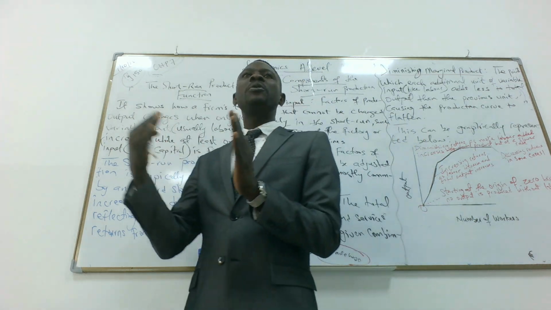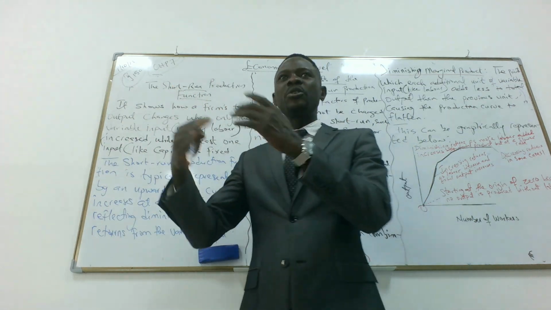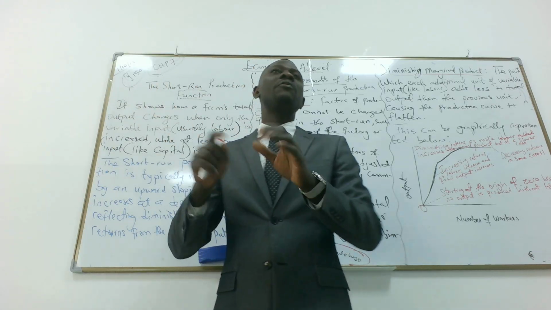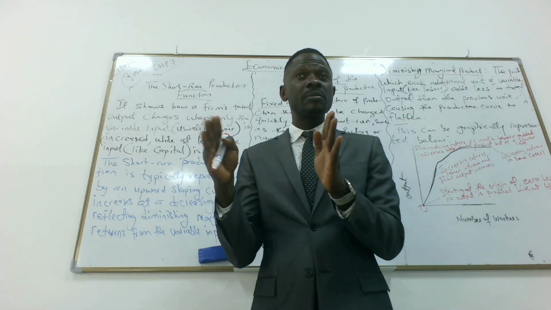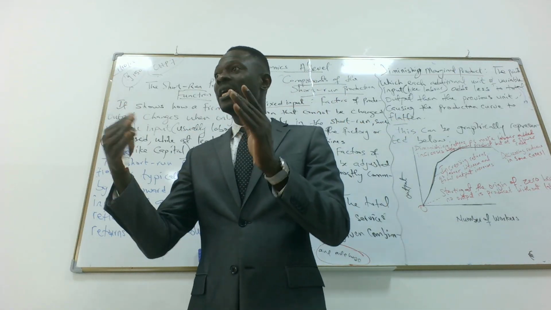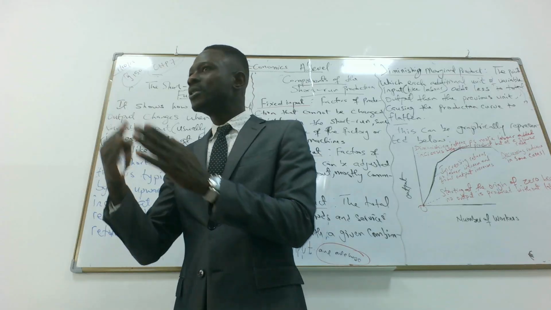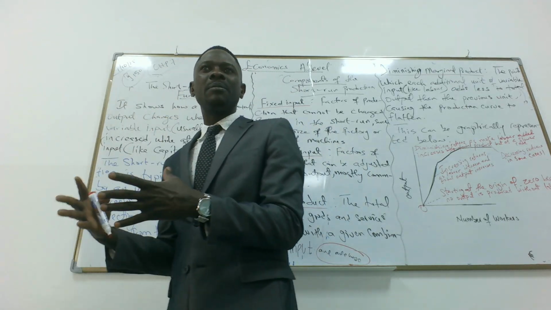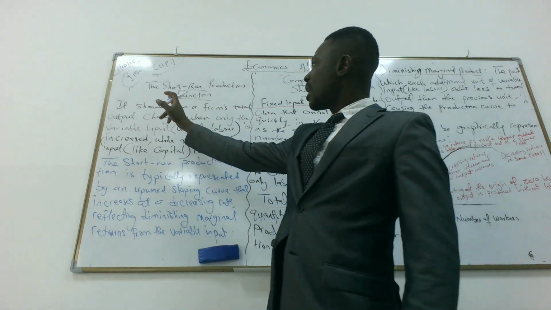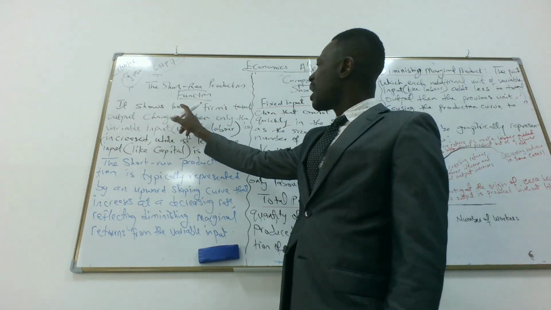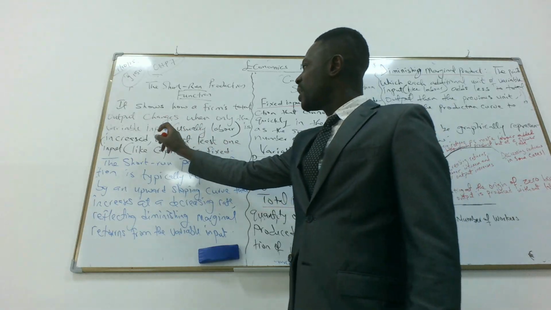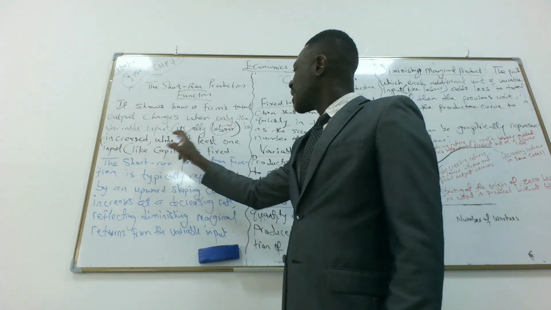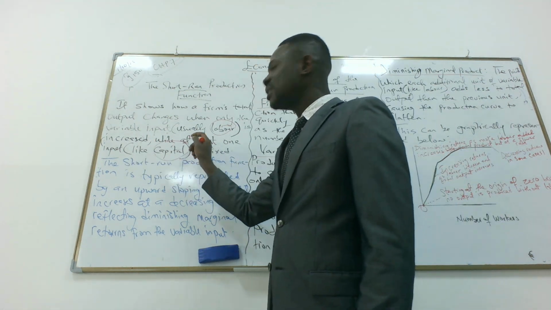When we talk about the short-term production function, we're simply talking about how production increases within the short period of time using all the combinations of inputs. Production function simply means that output is increasing. We started with nothing and it started increasing over time. That is what the function is about. The short-term production function shows how a firm's total output changes when only the variable input, which is mostly labor, is increased, while at least one input, like capital, is fixed.